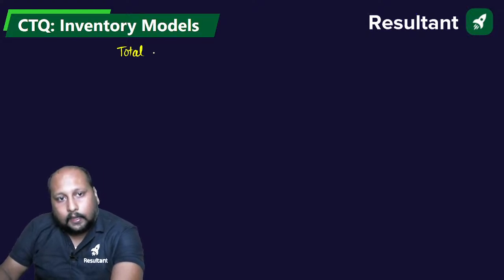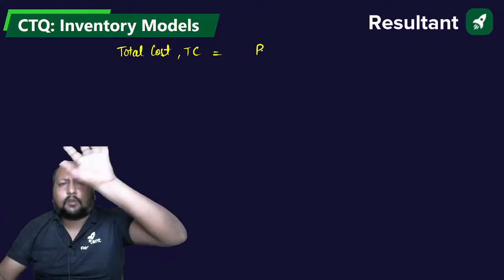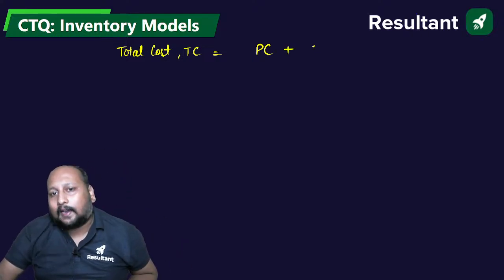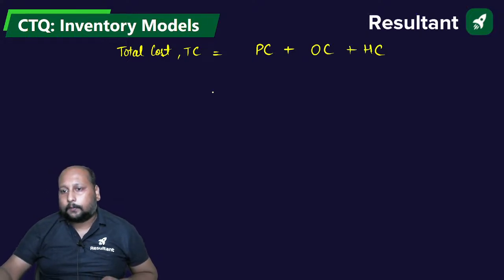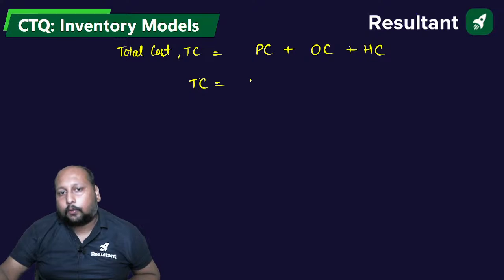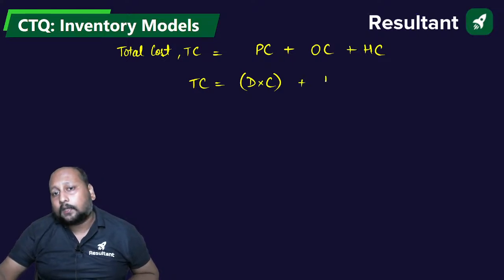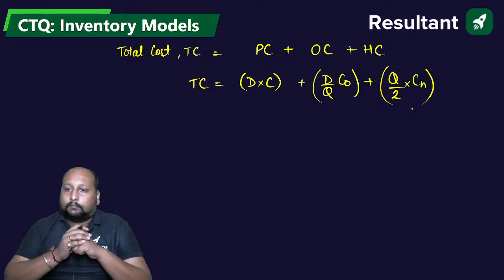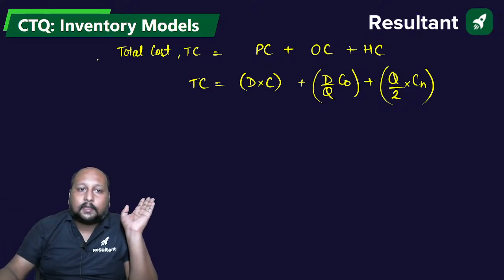Now let us write the total cost associated with this basic EOQ model. We place all the costs in our inventory system in one place: the purchase cost, the ordering cost, and the holding cost. So the total cost is equal to capital D into C, where C is the unit price and capital D is the annual demand. Ordering cost is D by Q into CO. Holding cost is Q by 2 into CH. Understood? We also call this total cost the total annual cost.